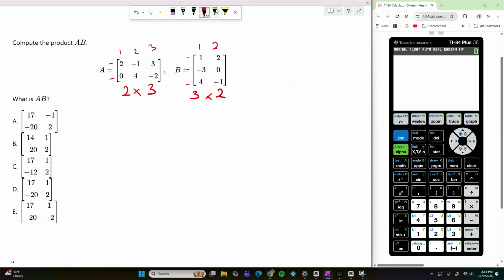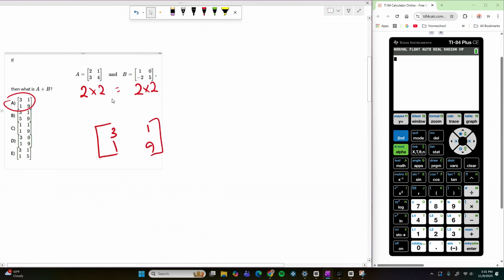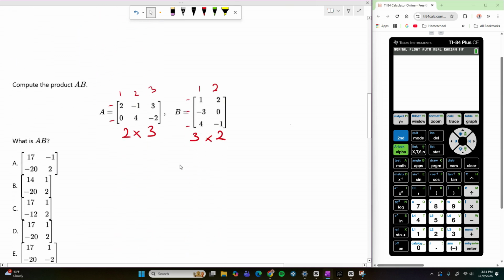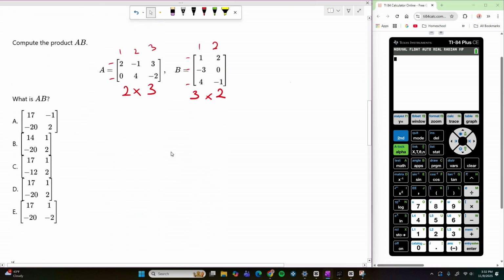So what do we do here? We can't just, with adding, they had to be equal to one another, 2 and 2. So here with multiplication, there's some different rules.